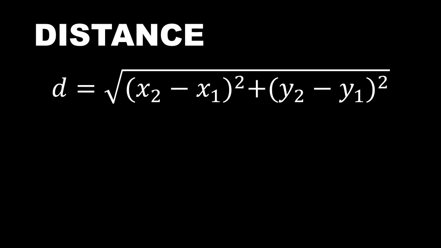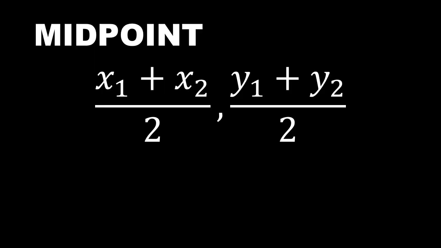Ang formula ng distance ay d is equal to square root of the quantity of x sub 2 minus x sub 1 square plus the quantity of y sub 2 minus y sub 1 square. Meron din tayong formula for the midpoint. That is x sub 1 plus x sub 2 over 2, y sub 1 plus y sub 2 over 2.